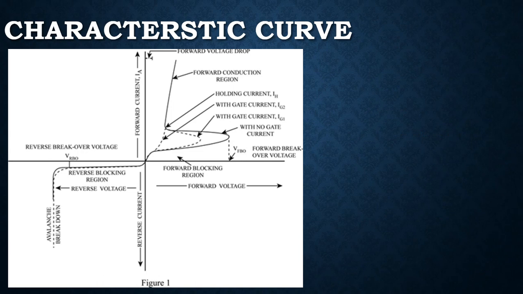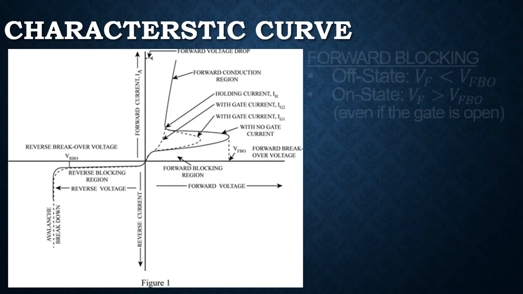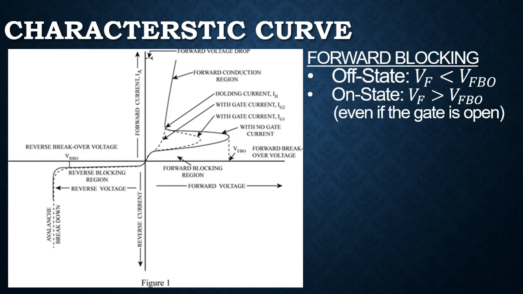At forward blocking mode, J1 and J3 are forward biased, while J2 is in reverse bias. Thyristor is at off state if the forward voltage is less than the forward breakover voltage. And thyristor is in on state if the forward voltage is greater than the forward breakover voltage even without the application of gate pulse or gate voltage.